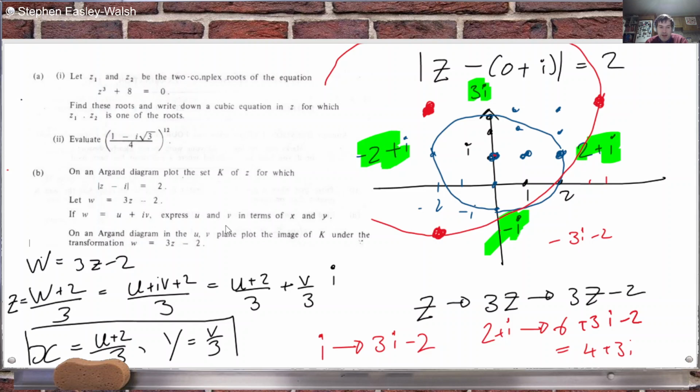Oh, I've misread that question. Because usually, it's funny, because when I was doing the other questions, they usually have the other way around. Don't they usually say express x and y in terms of u and v? Let me have a look. Yeah, now that's funny. I think the first time I was doing a question like this was the 1993 paper, and it said express x and y in terms of u and v.